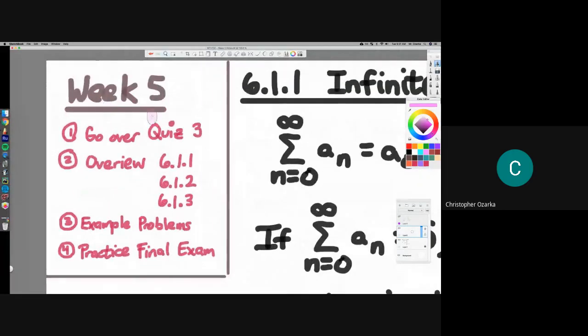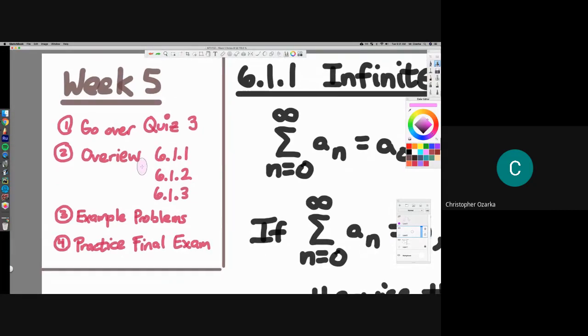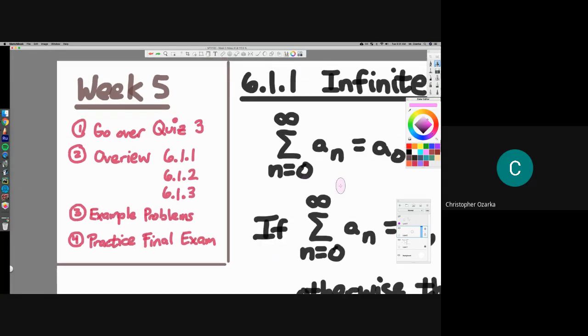Right here, week 5, it says go over quiz 3. We went over it briefly. Again, if you want to go over it in more detail, please let me know. The average was pretty high, so that's very good. We already did the overview, so now we're right here with some example problems and going further into the weeds on this stuff, and then we'll still do the practice final problems like normal, and then office hours at the end.